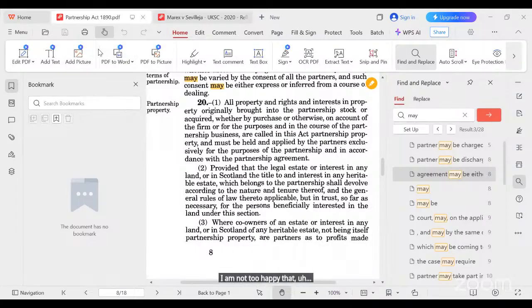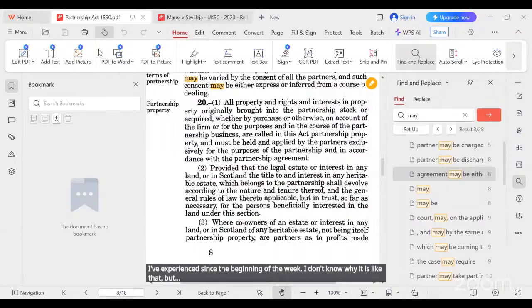those who are available here, they are just 80 something. It's not even up to 100. This is the least I've experienced since the beginning of the week. I don't know why it is like that, but you have to communicate better to your colleagues.